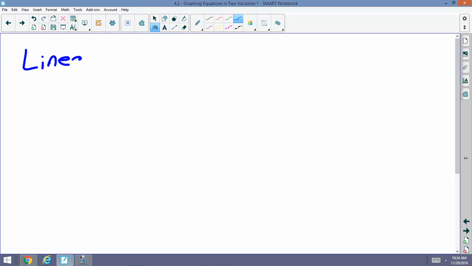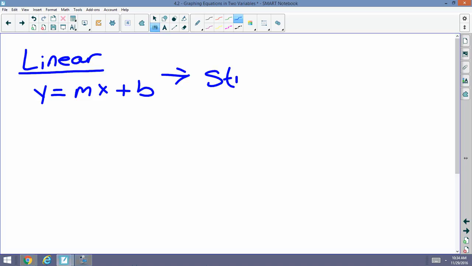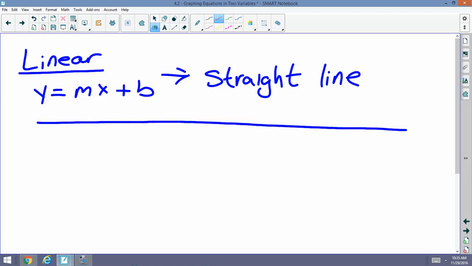You have a linear. A linear function is y equals, actually let me go ahead and put mx plus b. If you notice, y and x are in the numerator, y and x have a power of 1. That's going to be a linear. That means that you're going to have a straight line. Doesn't mean it's going to be up or down, but it's just going to be a straight line.